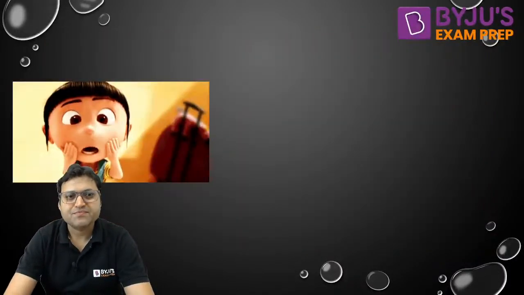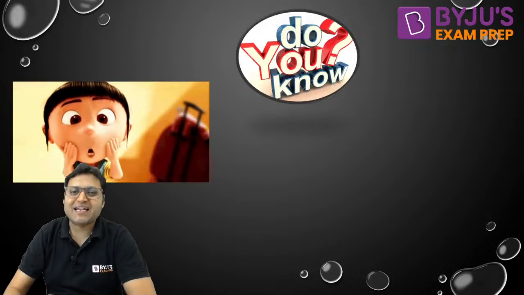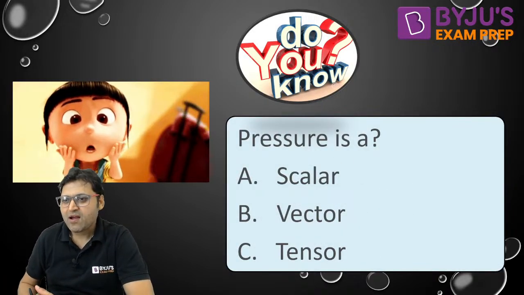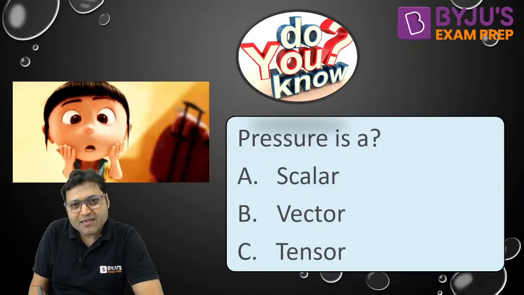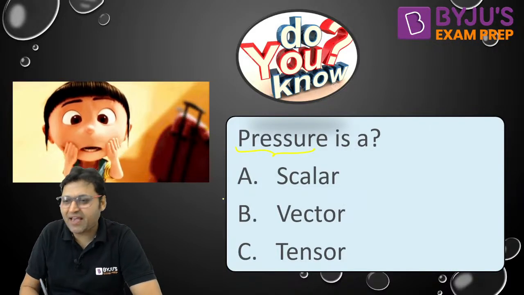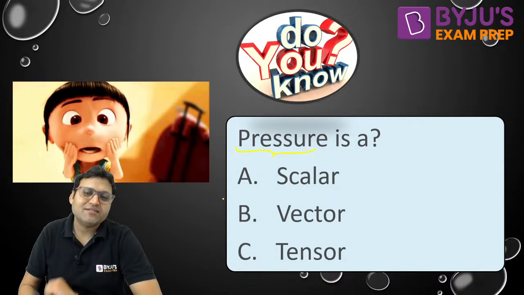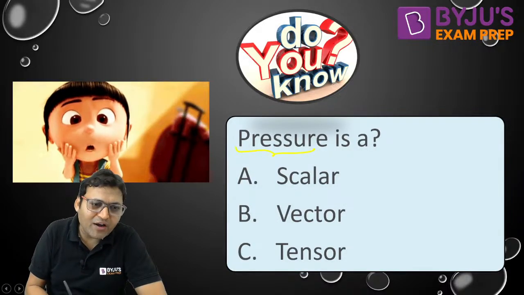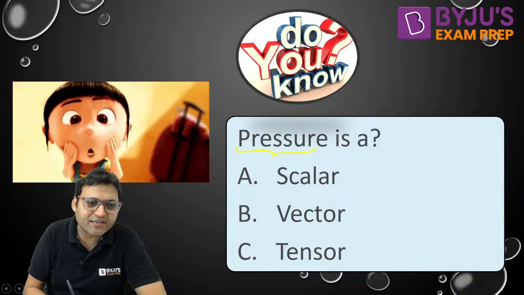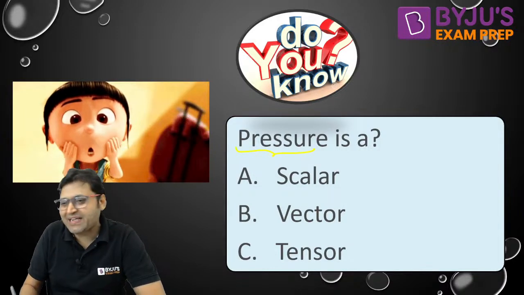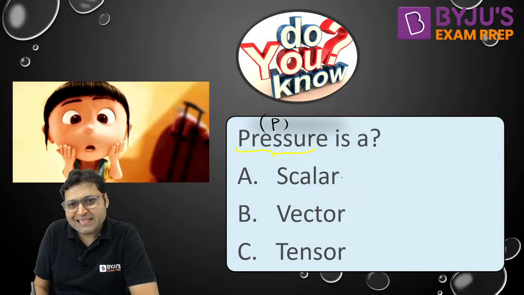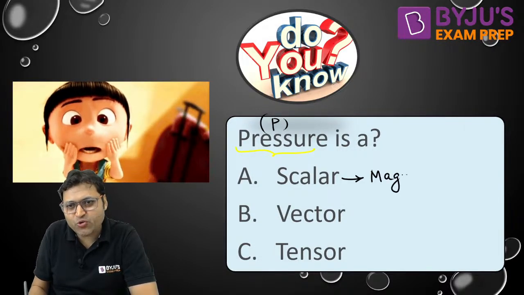All right. Before I start, there is a basic fundamental question for all of you. What is pressure? Is pressure a scalar quantity, a vector quantity, or a tensor quantity? Who will tell me the correct answer about pressure denoted by P? Scalar is one which is represented by magnitude only.